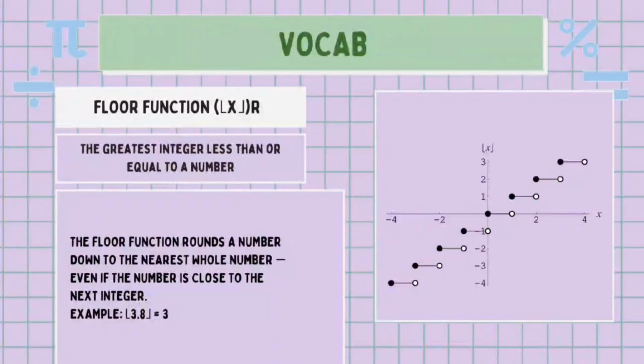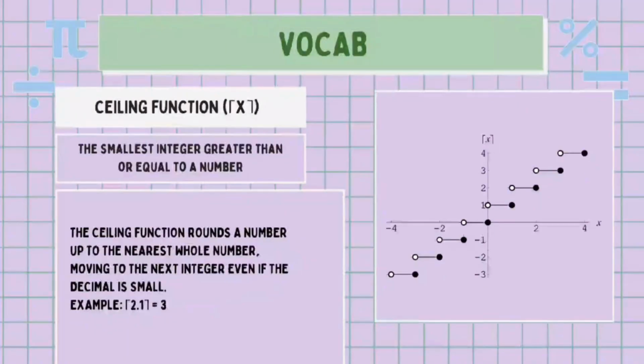Floor function. First, we have the floor function, written as the floor of x. The floor function rounds a number down to the nearest whole number, even if the decimal is just really close to the next integer. For example, if x is 3.8, then floor of x is equal to 3.